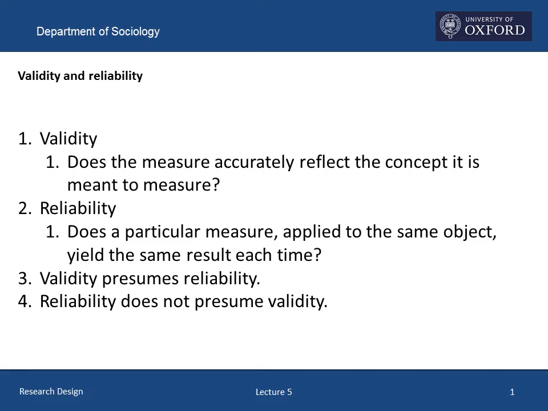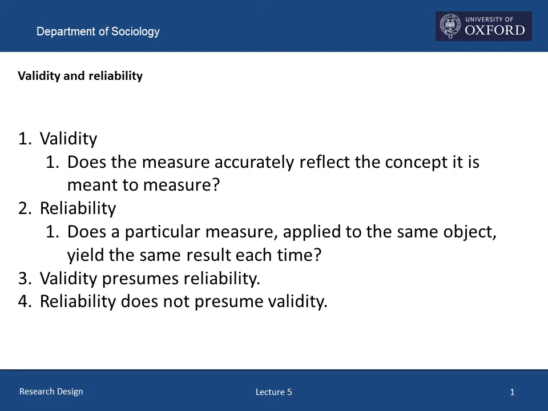Let's start with validity. If we're concerned with the validity of a measurement, we're asking, does the measure accurately reflect the concept it is meant to measure? If we're concerned with reliability of a measure, we're asking a different question. We're asking whether a particular measure applied to the same object on different occasions yields the same result each time in the event that nothing of relevance has changed. In essence, reliability is about consistency.